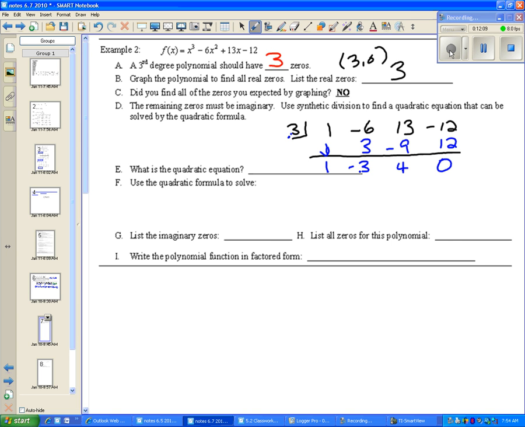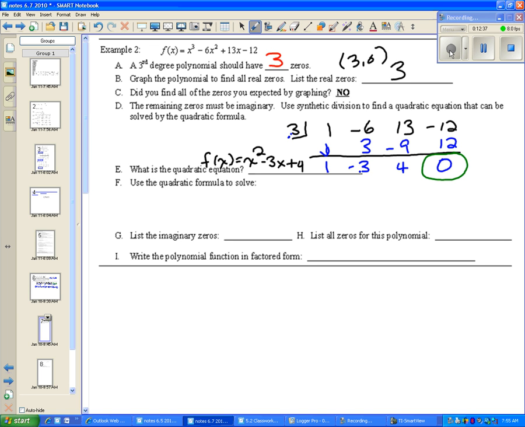Since this is a 0, it is a root, I should have a remainder of 0 every time I do this because it should divide in evenly. So the quadratic equation that I'm left with is f of x is equal to 1x squared minus 3x plus 4. That's my quadratic equation, my quadratic function that's left.